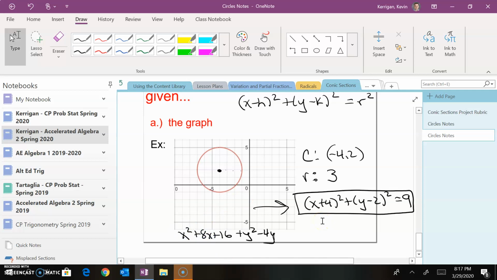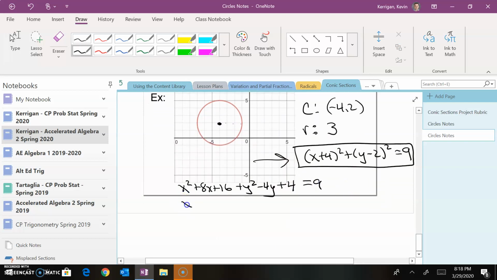plus 4 equals 9, and then group everything together. Plus y squared plus 8x minus 4y, and then take the 16 and the 4 and subtract it over to the other side. That's going to be 20. Move that over to the other side. I'm going to get negative 11. So I'll answer here. You want your x squared, your y squared, your x term, your y term, so minus 4y, and then that 11 will come over here to 0.